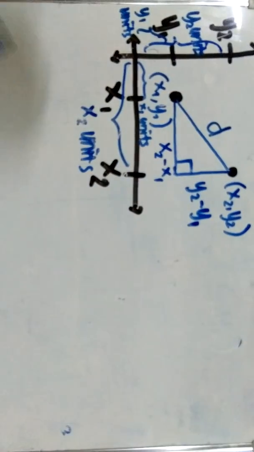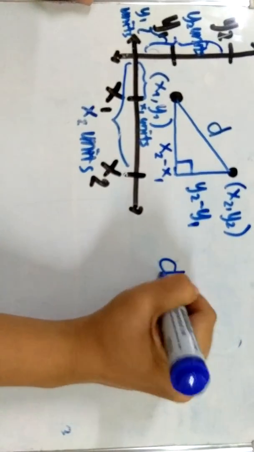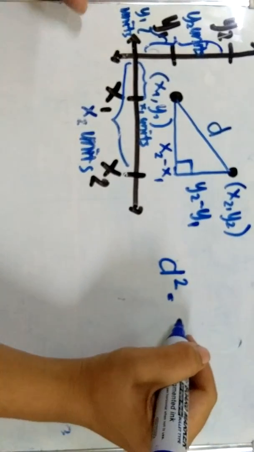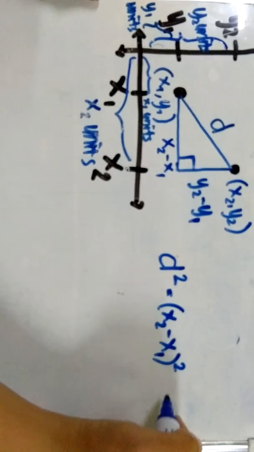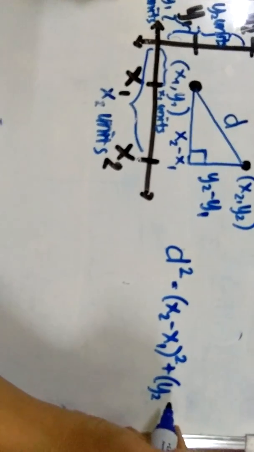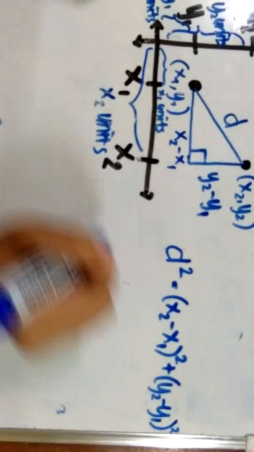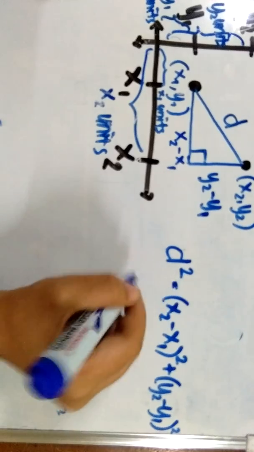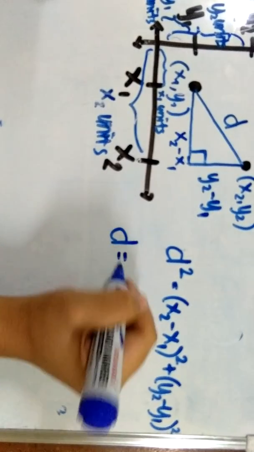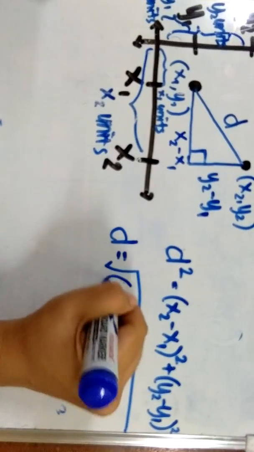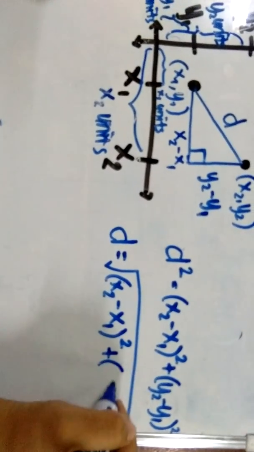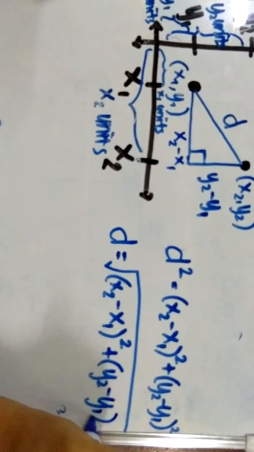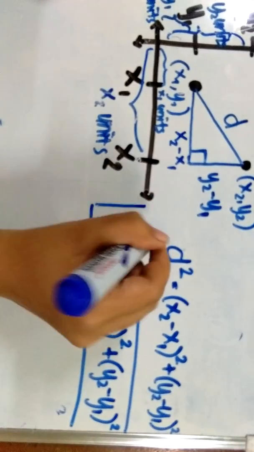Okay, now we have the dimensions of the right triangle, and using the Pythagorean theorem, we can now have d squared, which is our hypotenuse, is equal to x sub 2 minus x sub 1 squared plus y sub 2 minus y sub 1 squared. Okay, and extracting the roots, we now get d, or the distance, is just equal to the square root of x sub 2 minus x sub 1 squared plus y sub 2 minus y sub 1 squared. And this is now our distance formula.